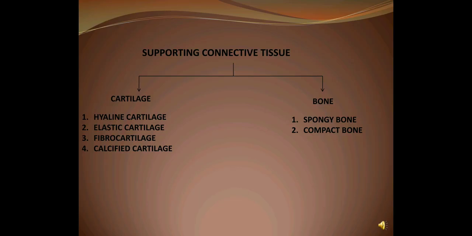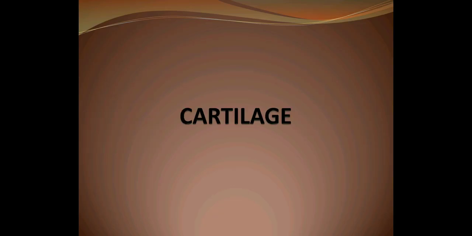There are 4 different types of cartilages present based on the type of matrix. They are hyaline cartilage, elastic cartilage, fibrocartilage, and calcified cartilage. Whereas in bones, you will find normally 2 different types of bones can be seen in our body, that is soft, or you can say spongy bone, and compact bone. Now let's see the details of cartilage first.